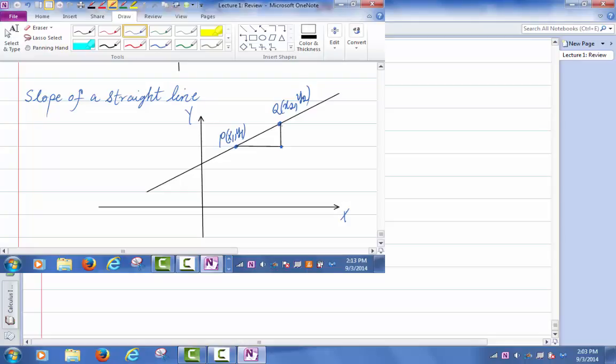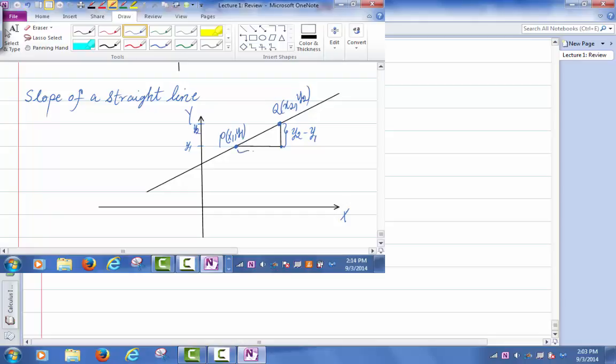But can someone tell me what is the length of this vertical segment? What is that length? Exactly, because what's the height of that point? That's y2, right? And what's the height of the point P? That's y1, right? So y2 minus y1 is exactly the length of this segment.